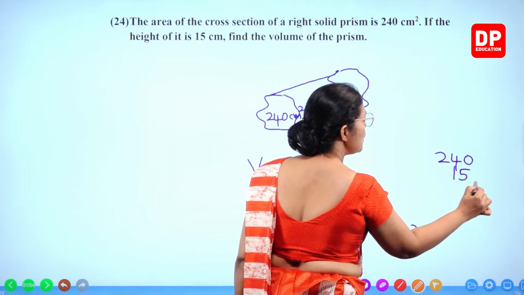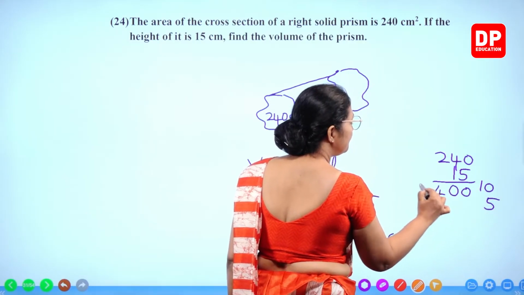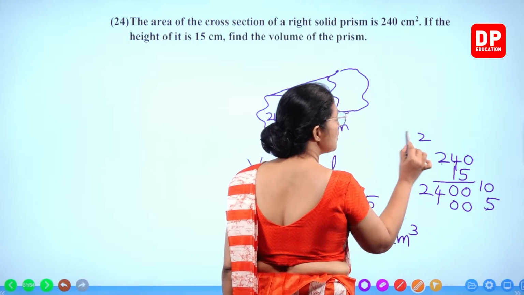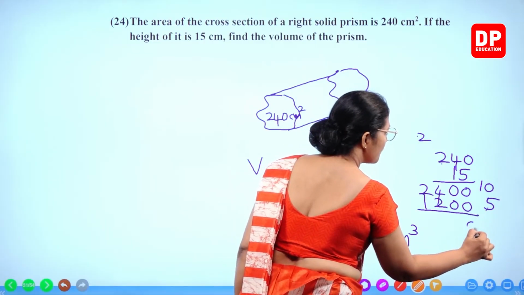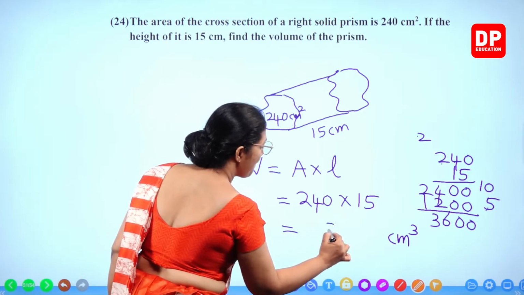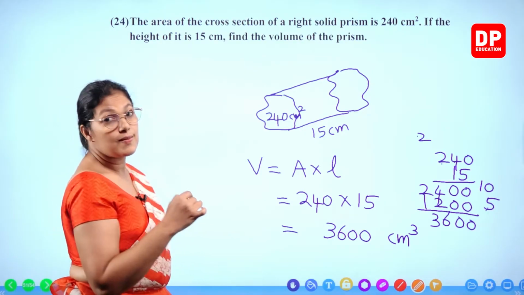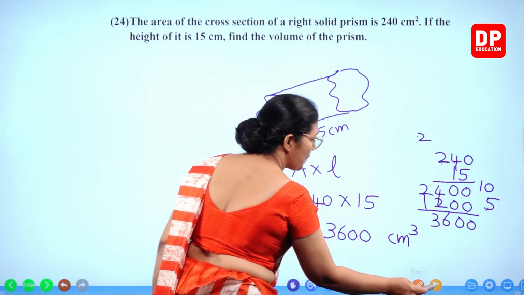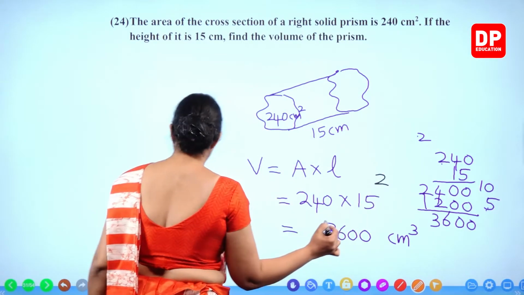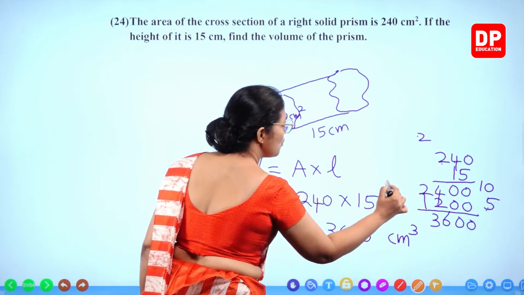240 multiplied by 15, we'll multiply it with 10 and 5. 5 times 0 is 0, 5 times 4 is 20, 2 remaining, 5 times 2 is 10, plus 2 is 12. So when you add it, you get 3,600. So 3,600 cubic centimeters is the volume of this prism. So 2 marks for that.